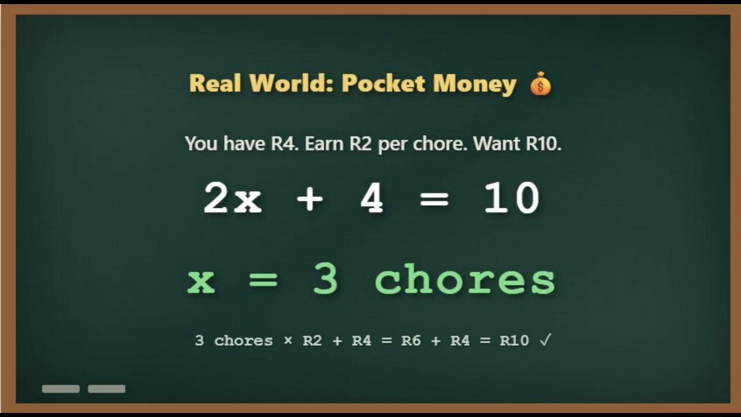Let's make this real. You have 4 rand in your pocket. Your parents pay you 2 rand for every chore you do. You need 10 rand to buy a snack. How many chores? That's 2x plus 4 equals 10. And we know this one, x equals 3. 3 chores, 10 rand, happy snack time.